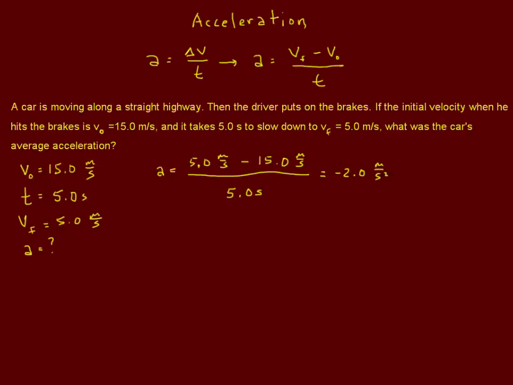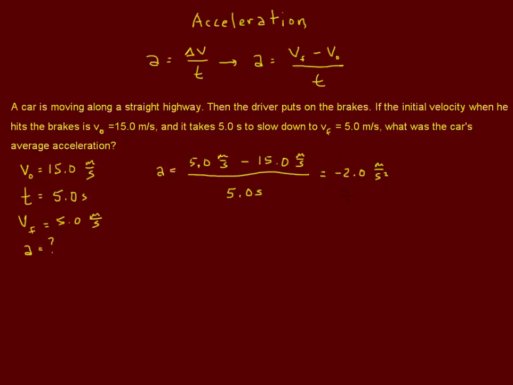Now let's talk about this minus sign. The minus sign means that we're accelerating in the opposite direction that we were moving. What it doesn't mean necessarily is that we're slowing down. This is so confusing to people who are learning this for the first time. In this case, since we're moving in the positive direction, having an acceleration of minus 2 meters per second squared means that our speed is dropping. We're taking away 2 meters per second of speed every second.